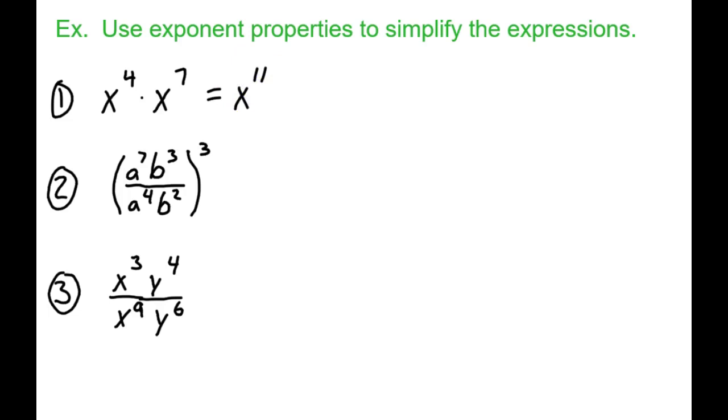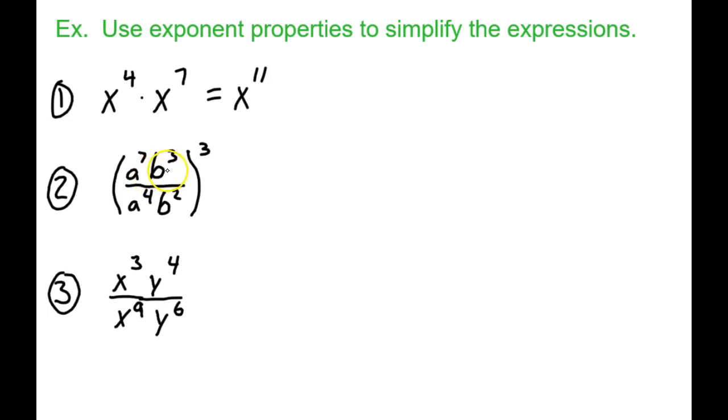The next example, number 2, it's a little more complicated. There's a lot going on. We're going to have to use a few different properties. There's a couple different ways you could approach this problem, so I'm going to go through one way you could simplify it. And then after that, I want you to think about if there's another way you could simplify it to get the same answer.